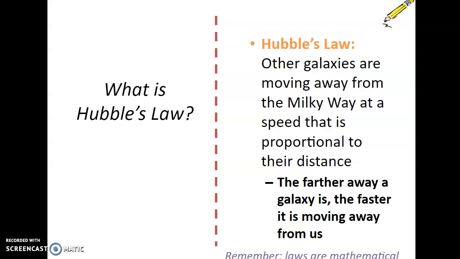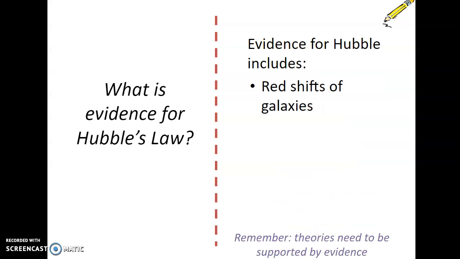Hubble's law states that other galaxies are moving away from us, well, away from the Milky Way, which is our galaxy, at a speed that is proportional to their distance. So the further away a galaxy is, the faster it is moving away from us. That's really important to know. Evidence for Hubble's law is redshifts of galaxies. You may remember redshifts of galaxies from last lesson, because they are also a form of evidence for the Big Bang theory and nebular theory, and it shows up again in Hubble's law.